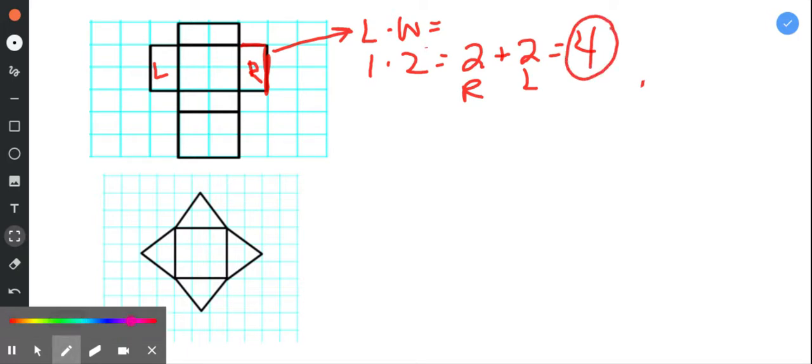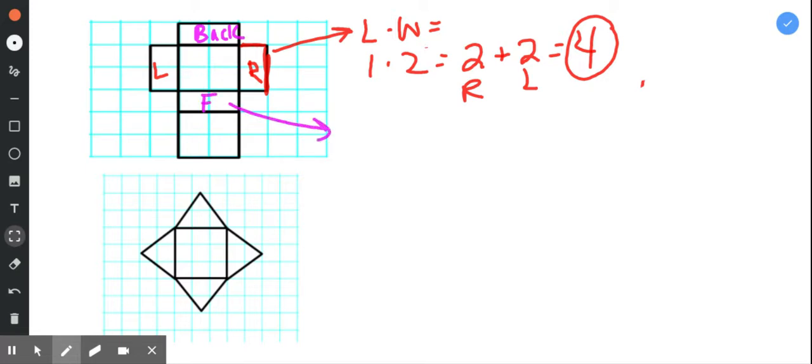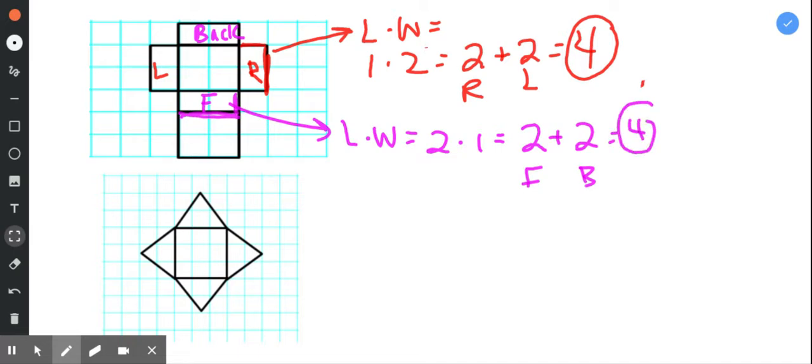I'm going to change my color. Now I'm going to look at what would be the back, and this would be the front, if I were to fold up my pieces. For the rectangle, I'm doing length times width. If I'm doing the front first, my length here is 2 times my width, which is 1. Again, it would come out to be 2 times 1, which is 2. That's my front. I have 2 of them, so 2 plus 2, right? This would be the back. That would give me another 4 altogether so far.